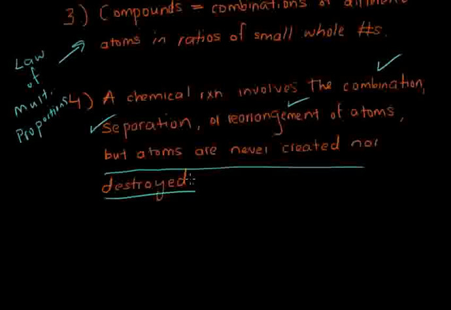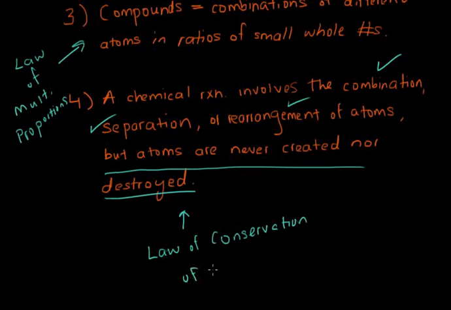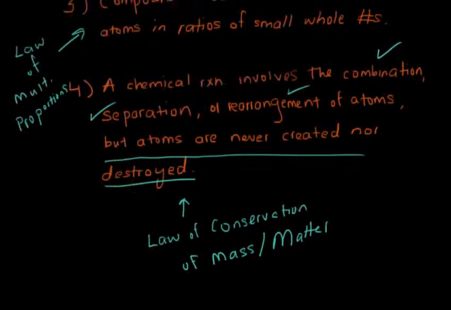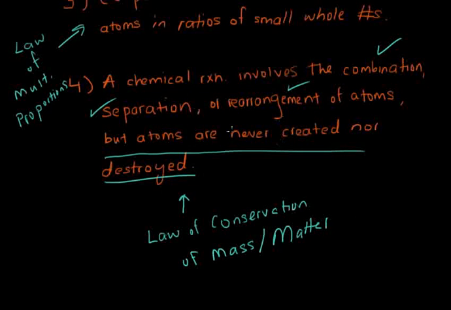We always have to have the same amount of stuff as products as we did on the reactant side of the equation. Another way of saying this is just the law of conservation of mass or matter. We can't create stuff. We can only change its configuration, change its shape, change what it's bonded with to create new kinds of stuff. But the amount of matter, the number of atoms never changes.